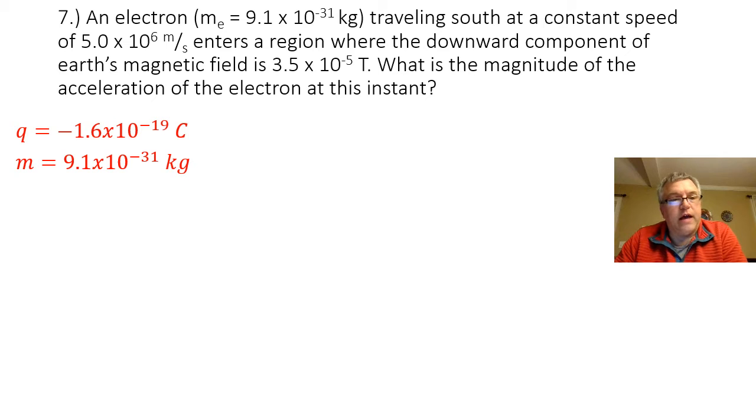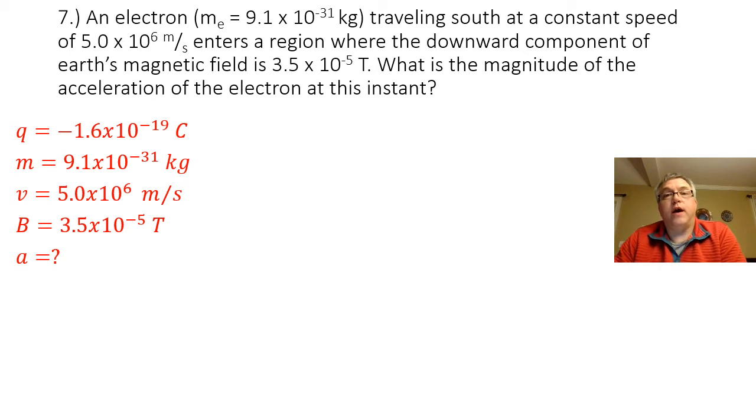I know the velocity is 5.0 times 10 to the 6th meters per second, and the magnetic field is 3.5 times 10 to the minus 5th Tesla. Now I'm looking for the acceleration. None of the formulas that we've given you have acceleration in them. But given the charge, the velocity, and the magnetic field, I can find the force acting on the electron.